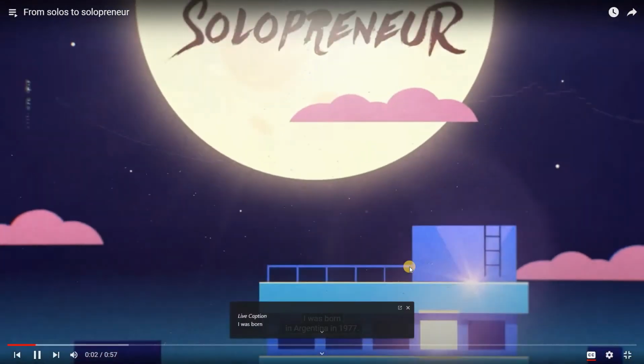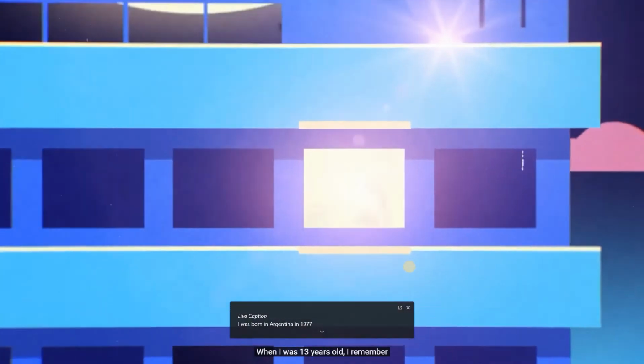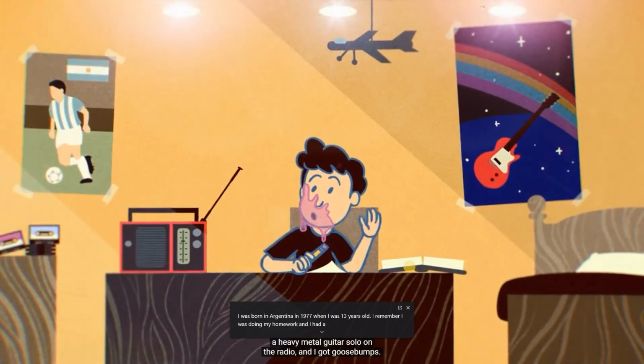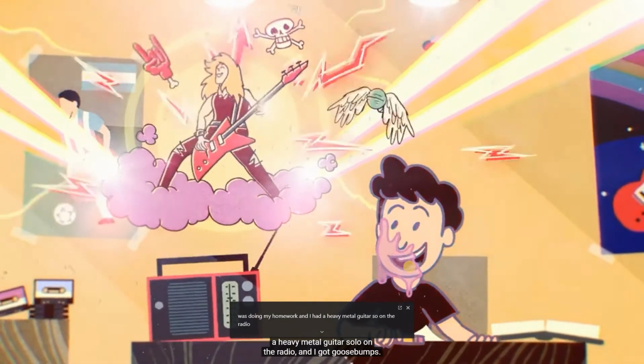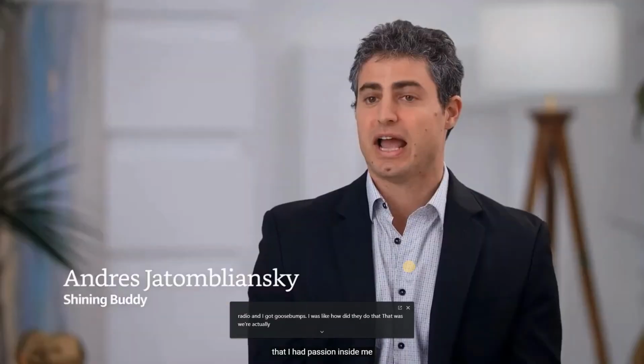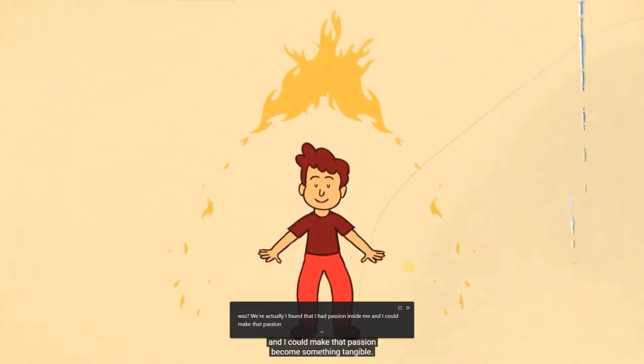I was born in Argentina in 1977. When I was 13 years old, I remember I was doing my homework and I heard a heavy metal guitar solo on the radio and I got goosebumps. I was like, how did they do that? That was where actually I found that I had passion inside me and I could make that passion become something tangible.